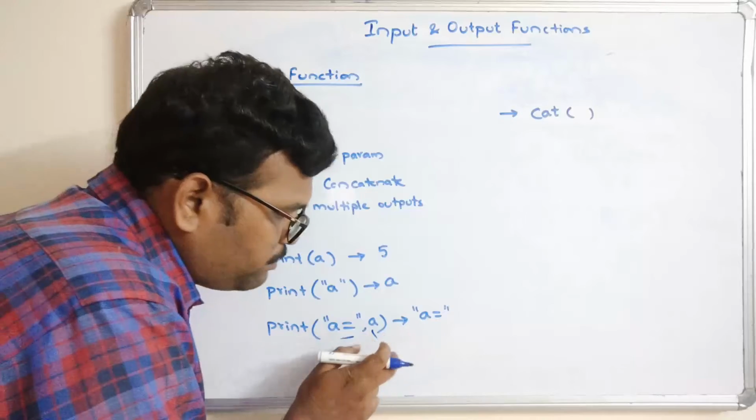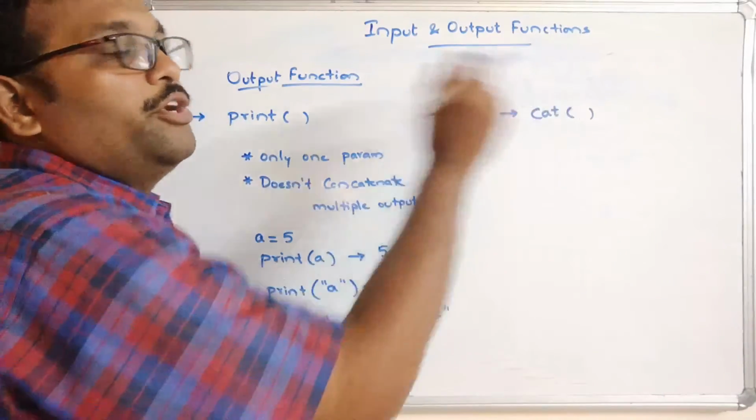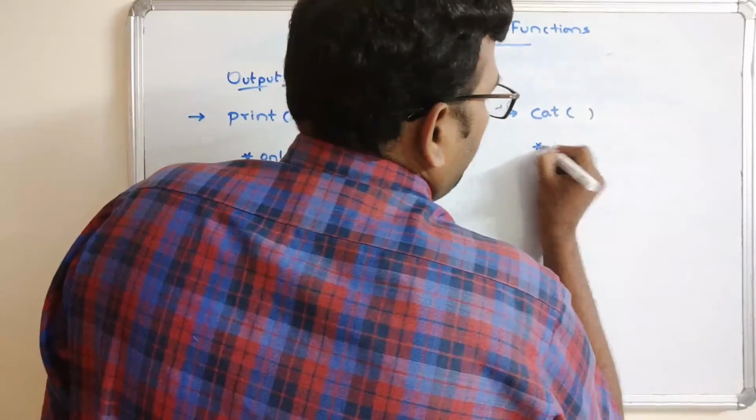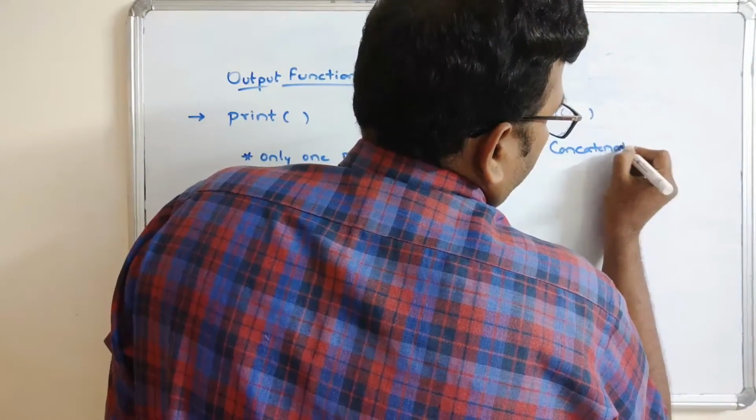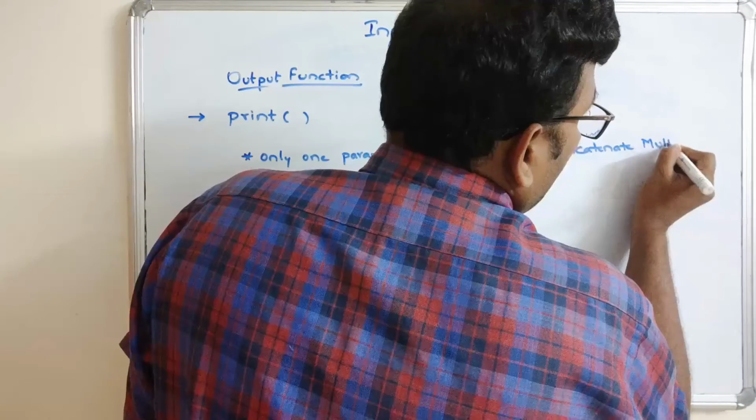So in order to display the same thing here, we need to use the cat function. Cat stands for concatenate multiple outputs.